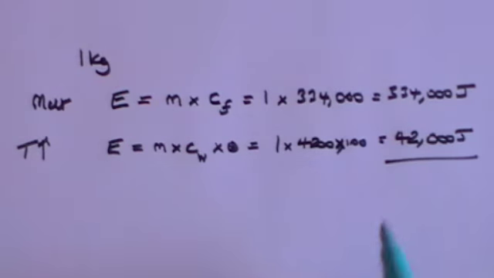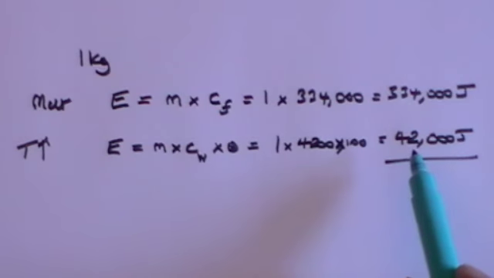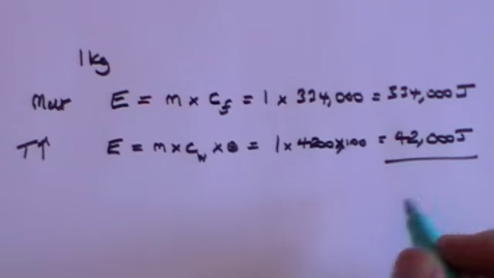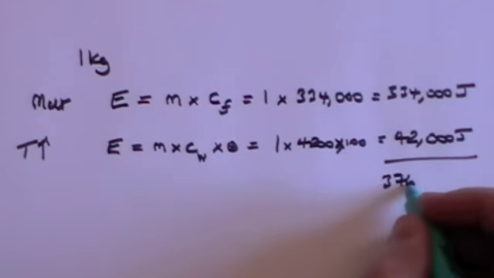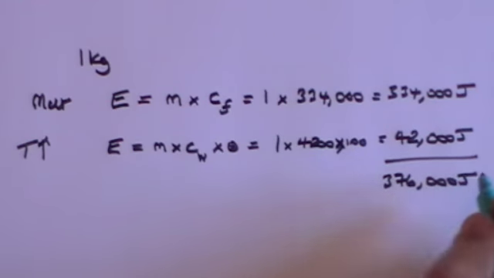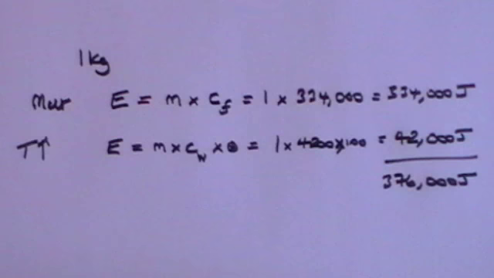So the total energy for melting and raising the temperature is 334,000 plus 42,000, which is 376,000 joules. So just to remind you, for 376,000 joules, you can take a 1 kilogram block of ice, you can melt it, and then you can raise the temperature from 0 to 100 degrees centigrade.